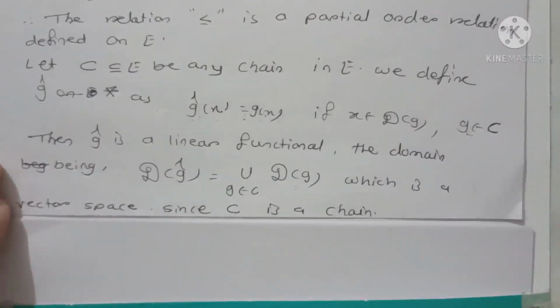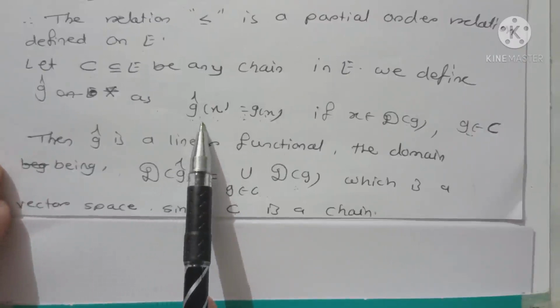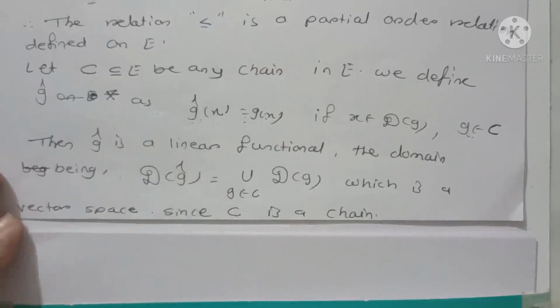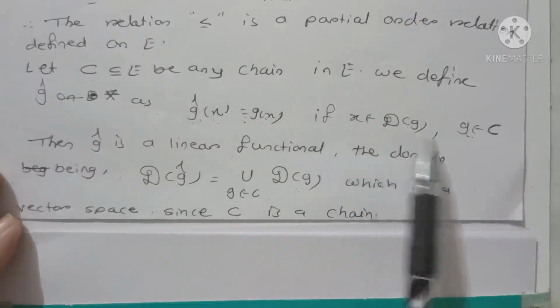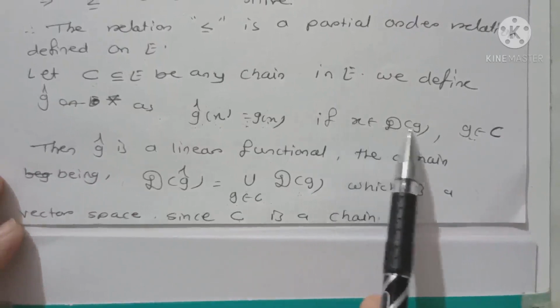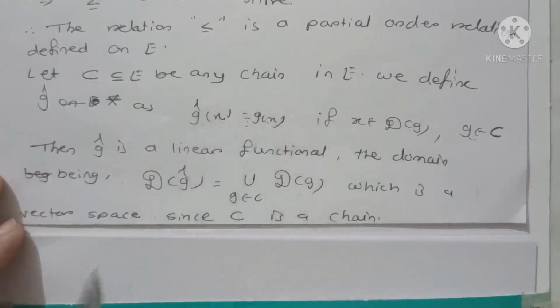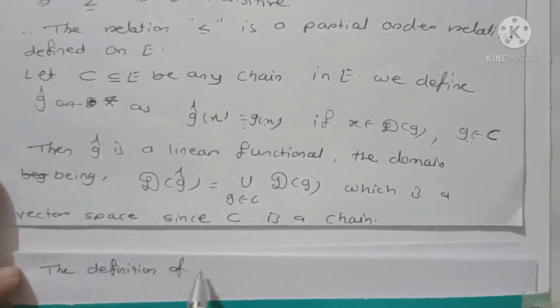Now the domain of g-hat is a vector space, and after defining g-hat, we show that the definition of g-hat is unambiguous. Here we are defining g-hat of x equals g of x if x belongs to the domain of g. But if this x belongs to two domains, then what is the value of g-hat of x? We see it, so we write down that the definition of g-hat is unambiguous.